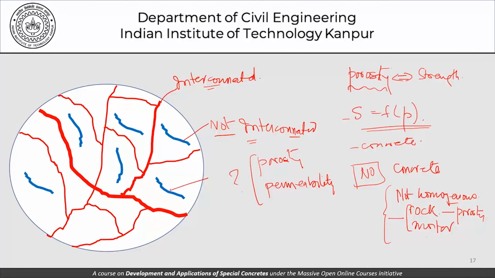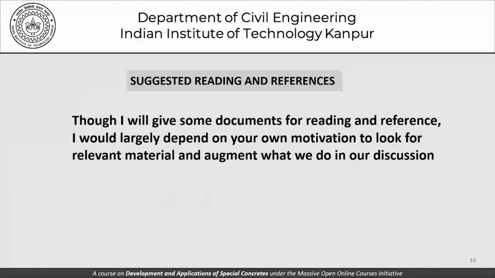We have tools, we have methods by which we carry out the measurement of porosity in an indirect sense, and possibly in one of the classes we'll cover all the methods, or at least some of them, which are commonly used to measure the porosity. Now they may measure some kind of permeability, and we take that to be a measure of the porosity. So with this, we come to an end of our discussion today.